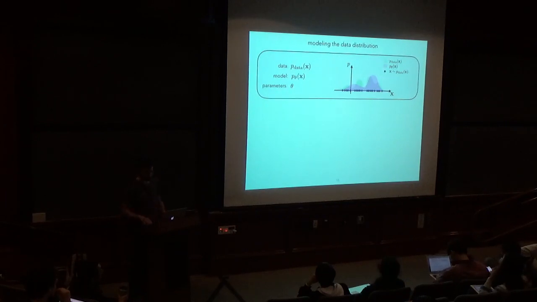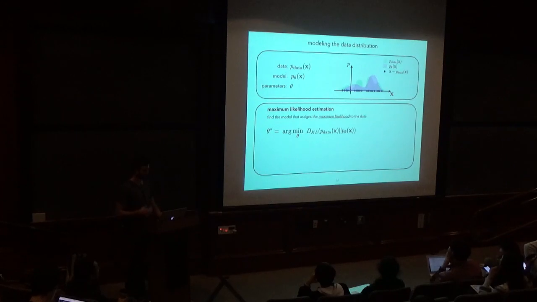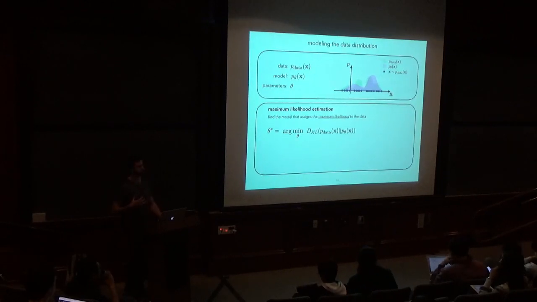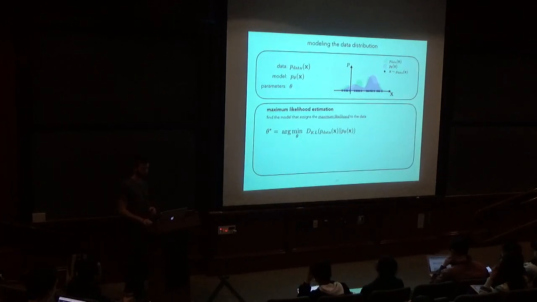And the main technique for going about doing this is maximum likelihood estimation. You've probably seen it throughout this course, but the idea is to fit a model that assigns the maximum likelihood to the observed data. So this is generally thought of as thinking about actually a KL divergence between the data distribution and your model's distribution. And what you'd like to do is minimize this KL divergence and actually bring these two distributions together.